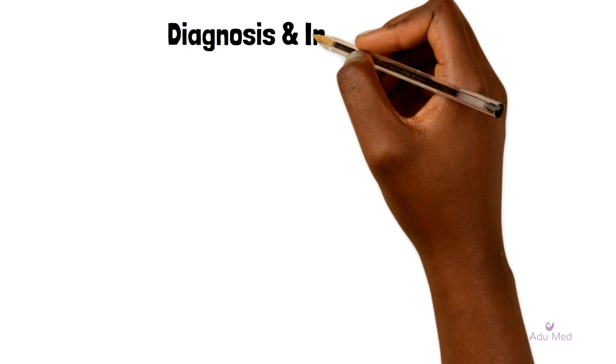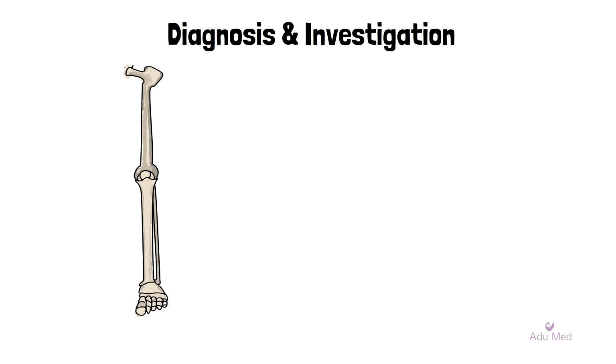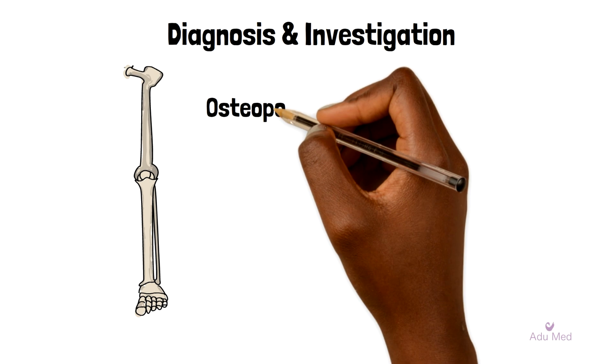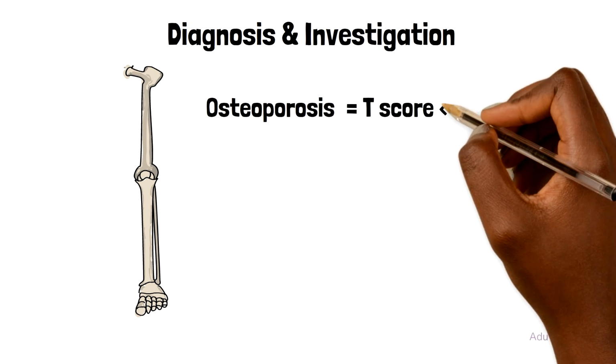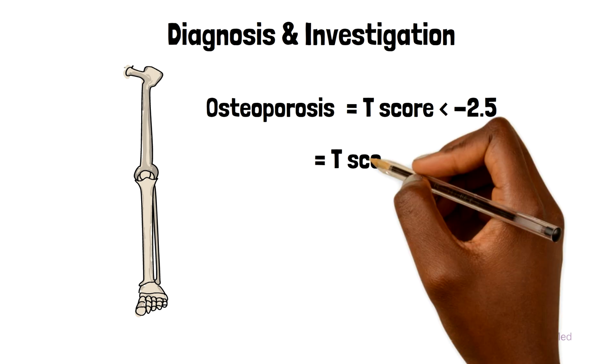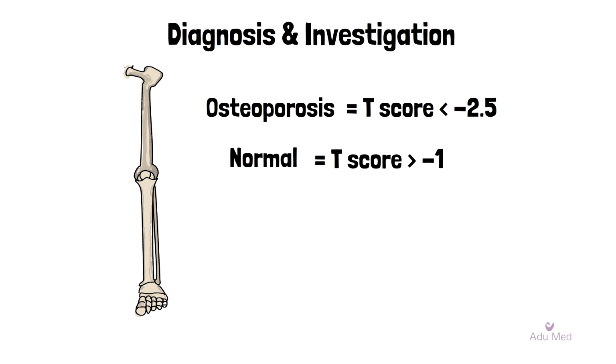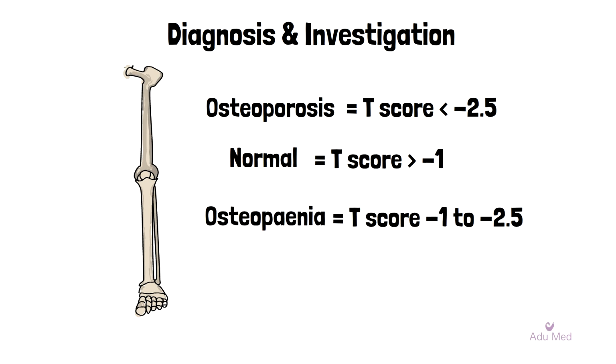Now moving on to the investigation of this condition, we know that bone mineral density is measured using a DEXA scan, and the femur is the usual anatomical site for making this diagnosis. So we can diagnose osteoporosis if the T-score is less than or equal to -2.5. A T-score of more than -1 is normal, and a T-score between -1 and -2.5 is defined as osteopenia.